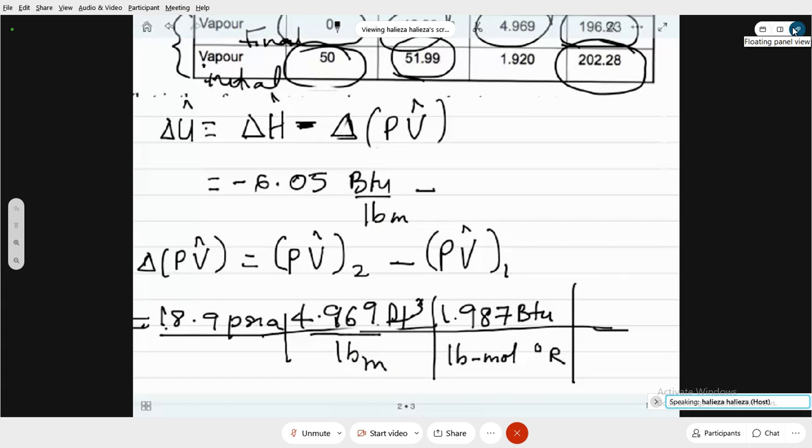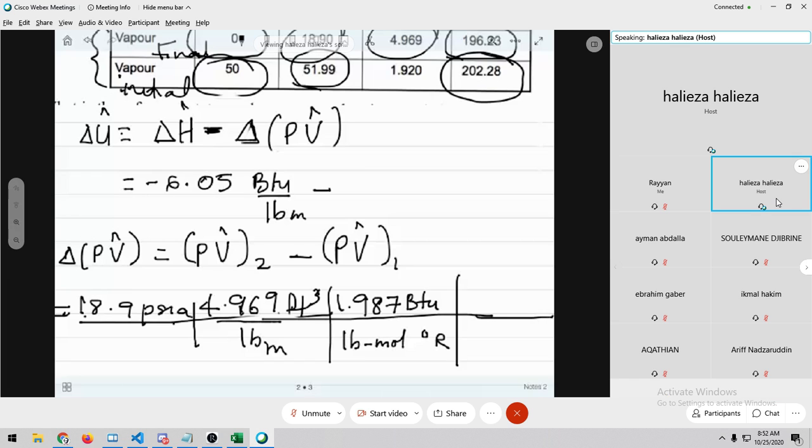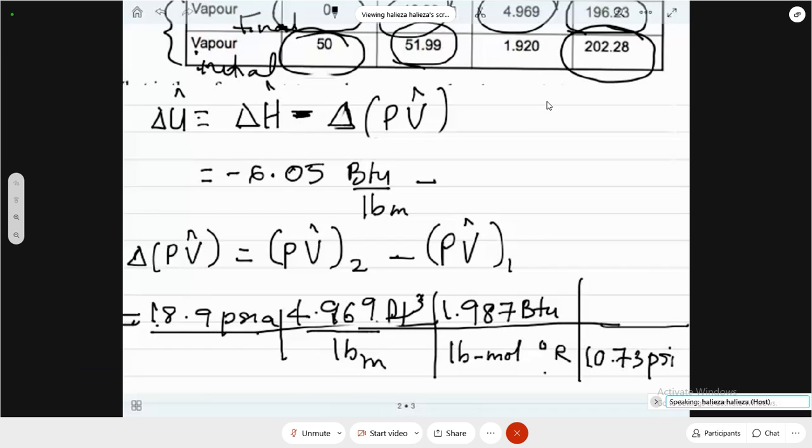You have to get rid of the PSIA, so you look at the gas constant with PSIA, that is 10.73 per PSIA. I don't have enough space. I need to undo that. What's the other unit? Pound mole, degree Rankine. So everything is there. You cancel your PSIA, you cancel your pound mole Rankine.